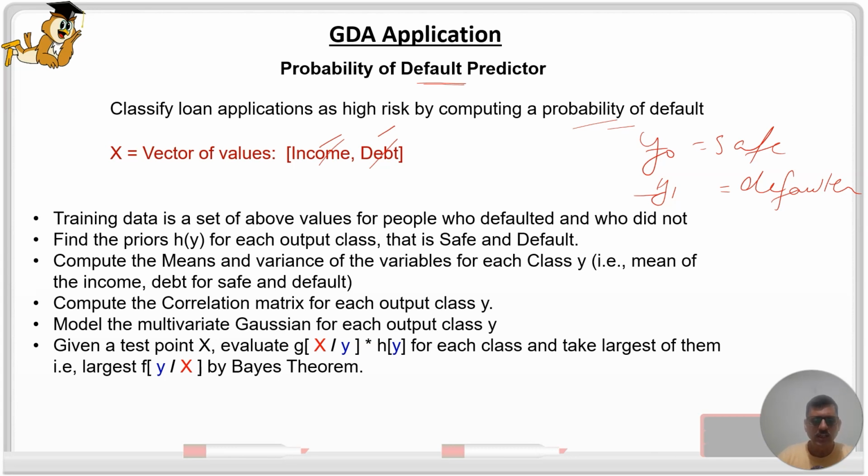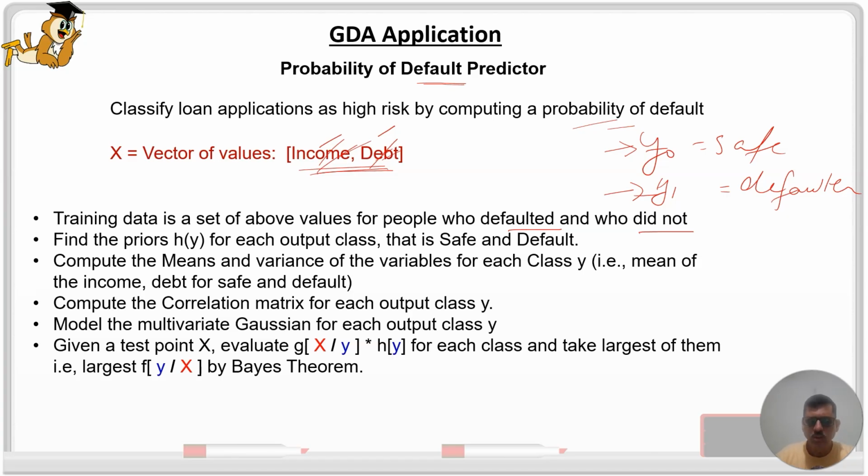What is your training data? Your training data is a set of these values, these vectors for people who defaulted and who were safe. Who did not default, meaning who were safe. So your training data has a number of people in the safe class, it has a number of people in the defaulter class, and for each of those you know the values of these vectors. These vectors are available to you.